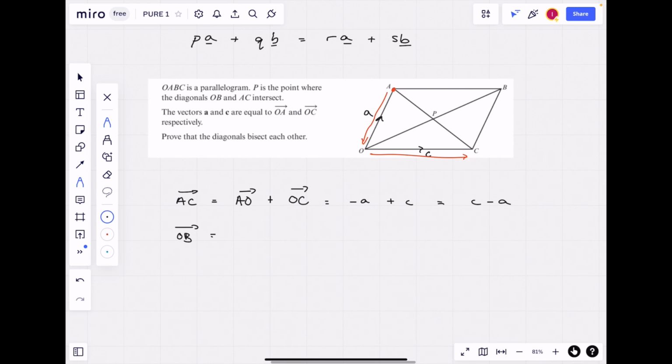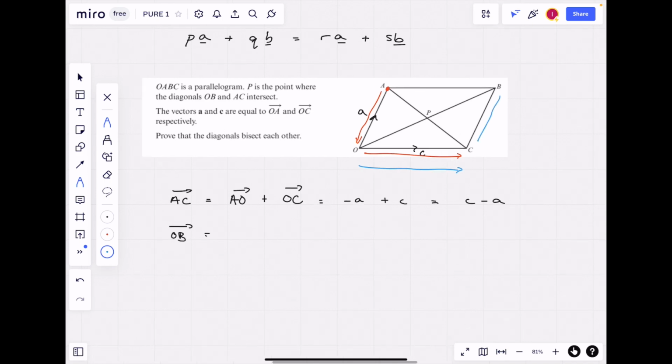In order to express OB, what do you think? Well, we can go along OC, and then along CB. It's a parallelogram, which means this is also A, and that means that is also C. So we can go from O to C, and then we can go from C to B. So we're doing C plus A. Cool. Now we've expressed both lines which P lies on.